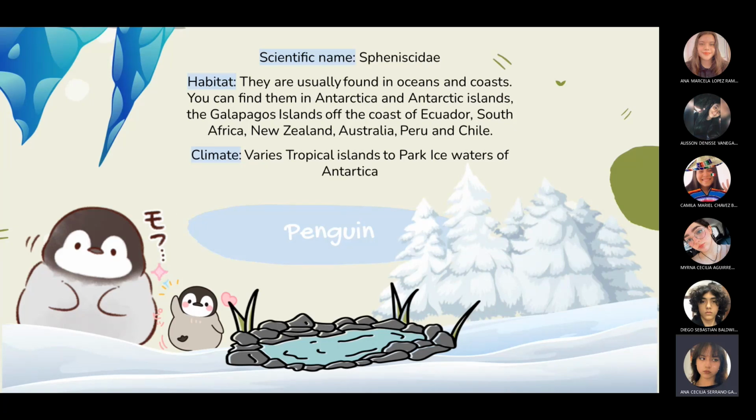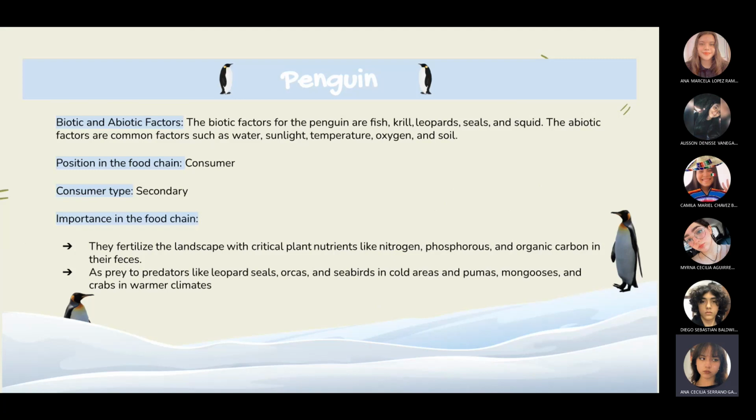Next, we have the penguin, whose habitat is that they're usually found in oceans and coasts. You can find them in Antarctica and Arctic islands, the Galapagos Islands off the coast of Ecuador, South Africa, New Zealand, Australia, Peru, and Chile. Their climate varies from tropical islands to the icy waters of Antarctica. The biotic factors for the penguin are fish, krill, leopard seals, and squid. The abiotic factors are common factors such as water, sunlight, temperature, oxygen, and soil.